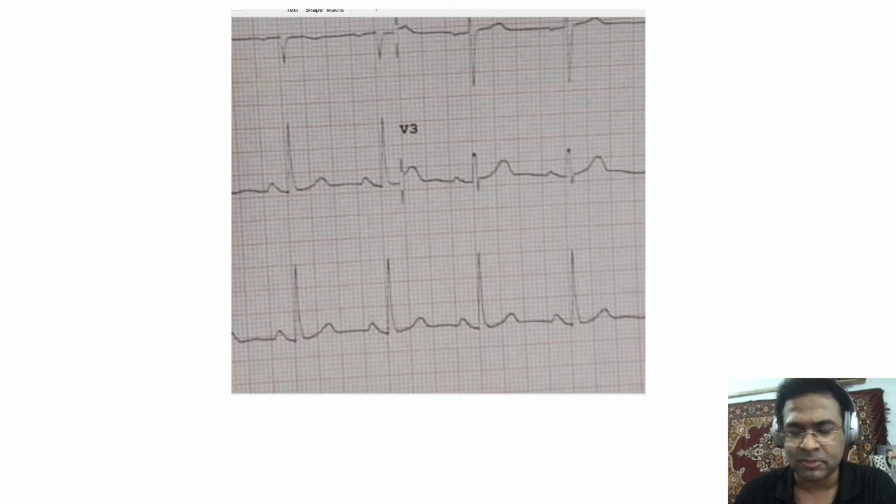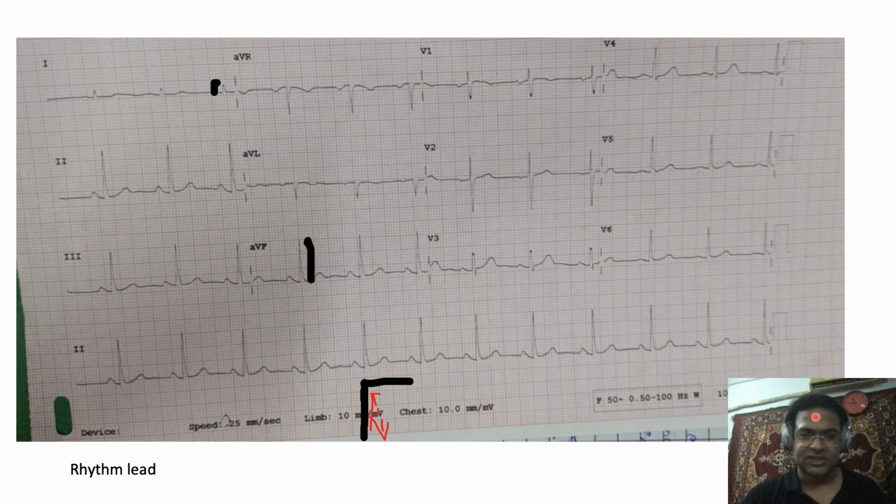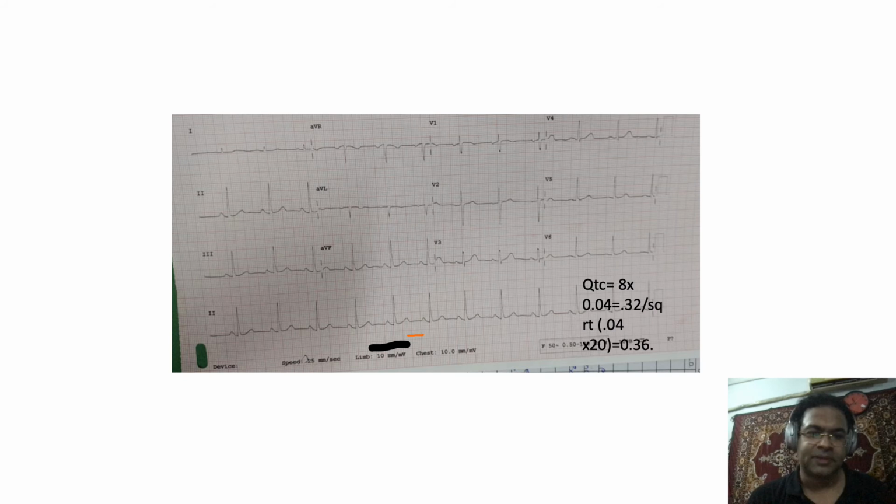ECG. This is called standardization. When you go to this standardization, it's very important to look at the QTc. QTc is very simple to calculate. If you look at QRS onset to the end of T wave, there are 8 small squares. 8 into 0.04 comes out to be 0.32.